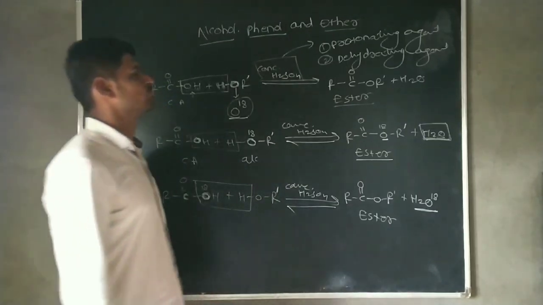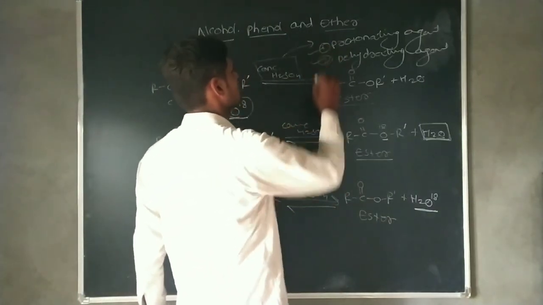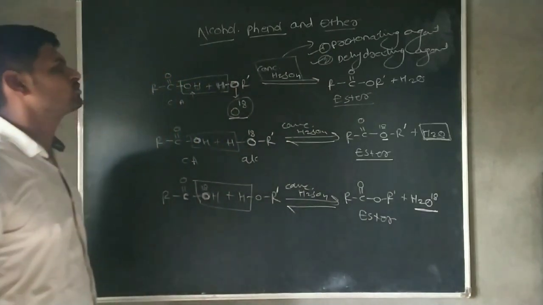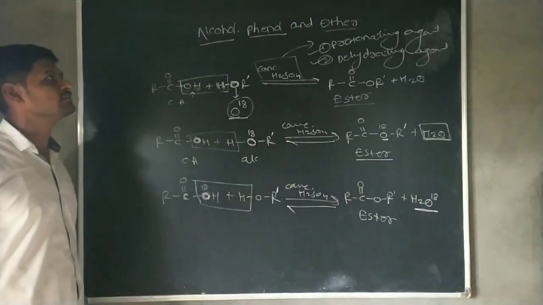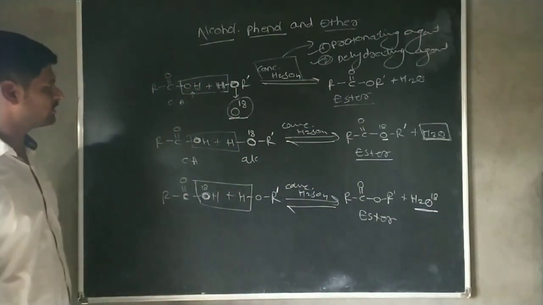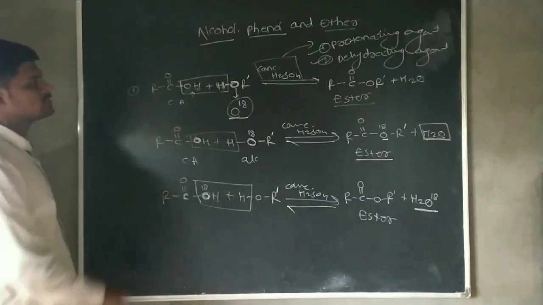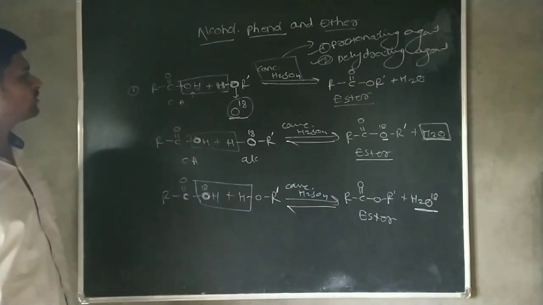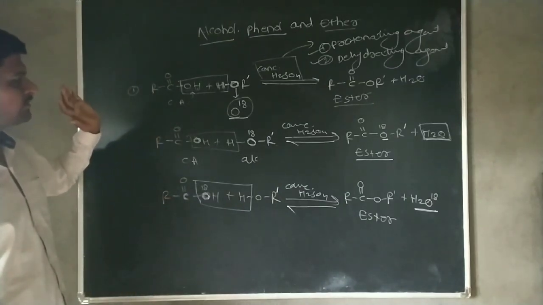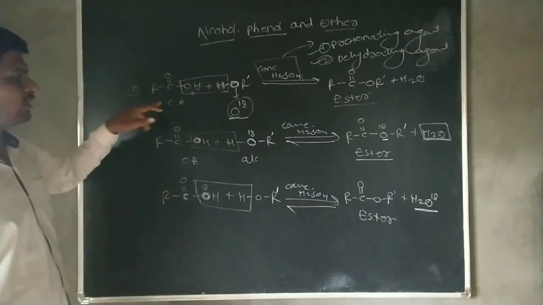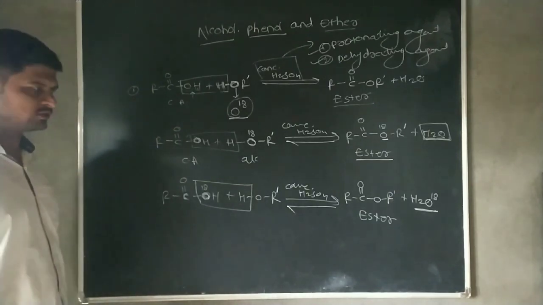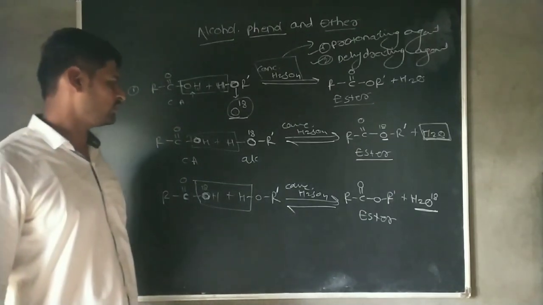The concentrated H2SO4 acts with a dual nature. Firstly, it acts as a protonating agent. After that, it acts as a dehydrating agent. Okay. This is a preparation method, the first preparation method of ester from alcohol by using carboxylic acid. This is one part of the cleavage of the OH bond of the alcohol.